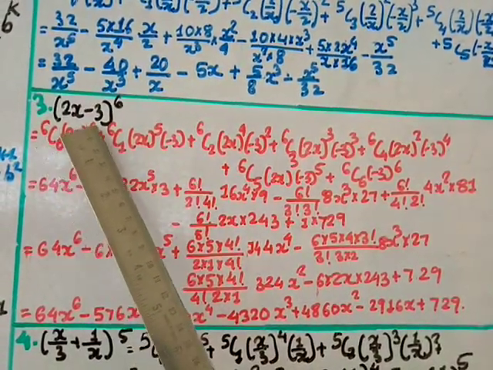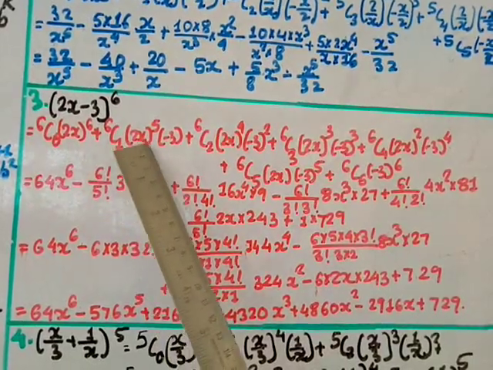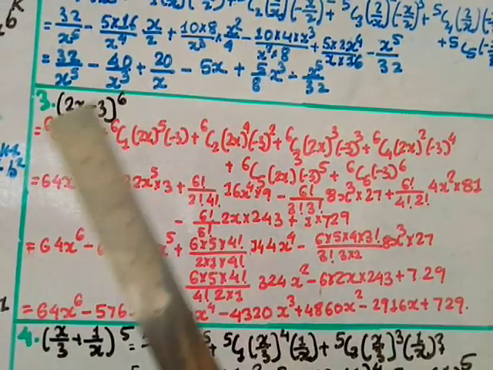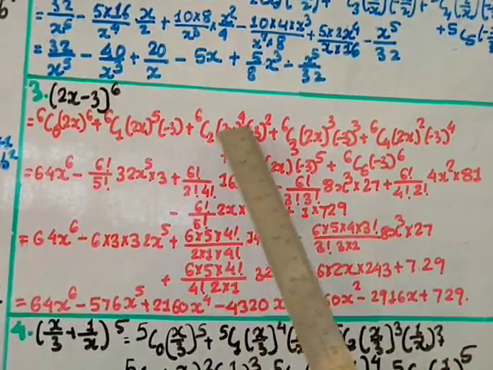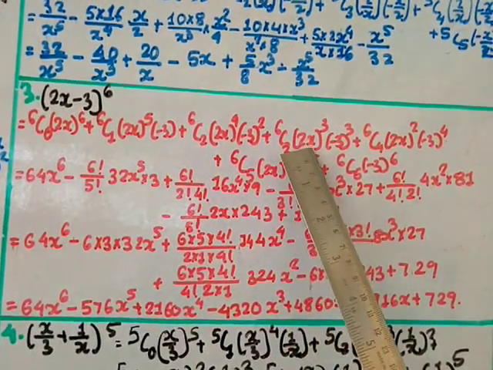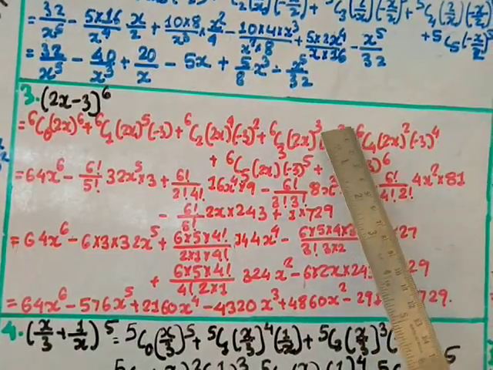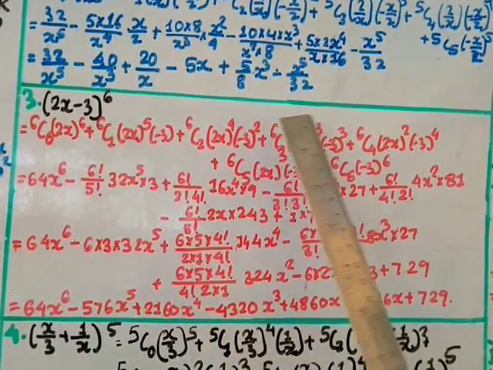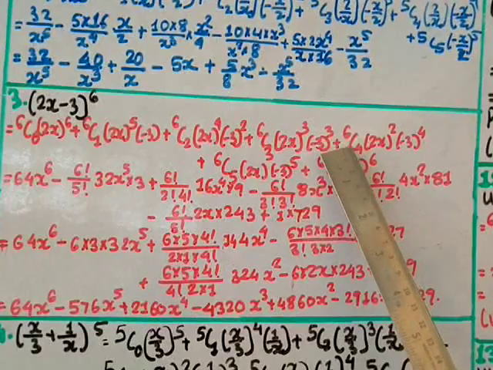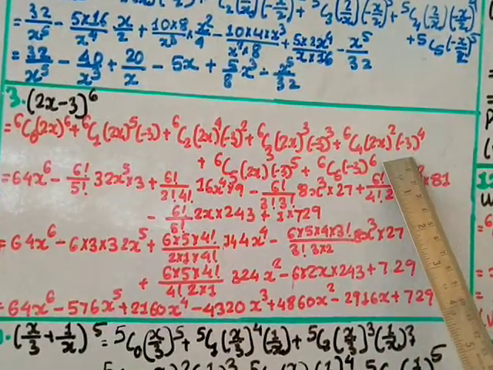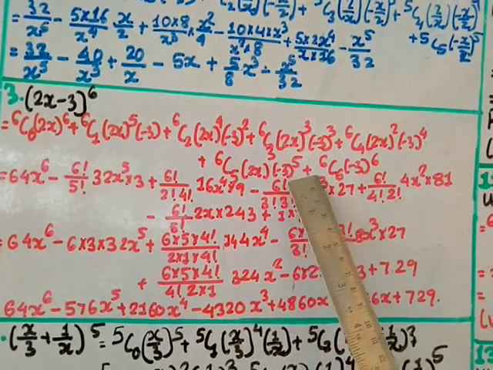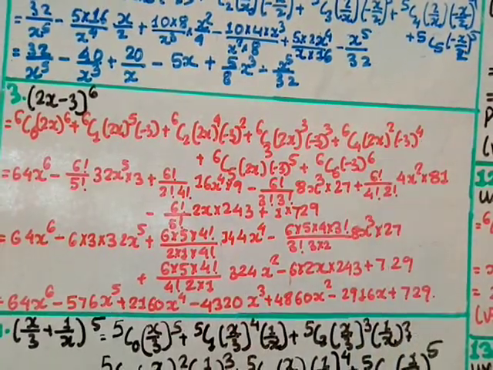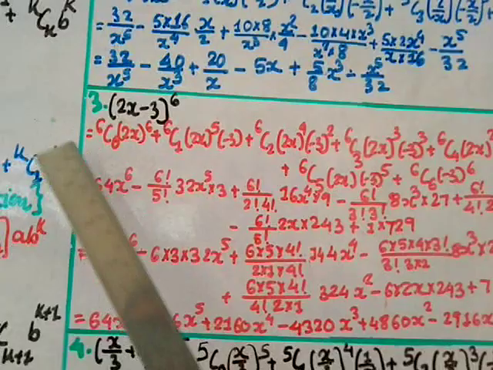6c0, 2x power 6 plus 6c1, 2x power 5, and this minus 3 power 1 we do not show, plus 6c2, 2x power 4 minus 3 power 2, plus 6c3, 2x power 3 minus 3 power 3, 1 2 3 increasing, right? Plus 6c4, 2x power 2 minus 3 power 4, 6c5, 2x into minus 3 power 5 plus 6c6 minus 3 power 6. Now here this coefficient is 1, right?